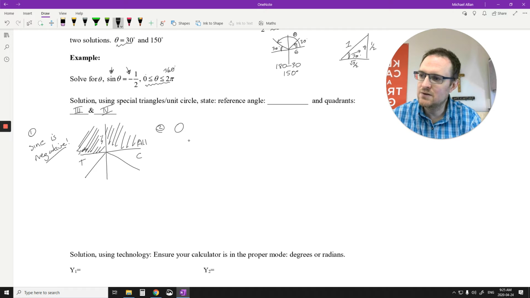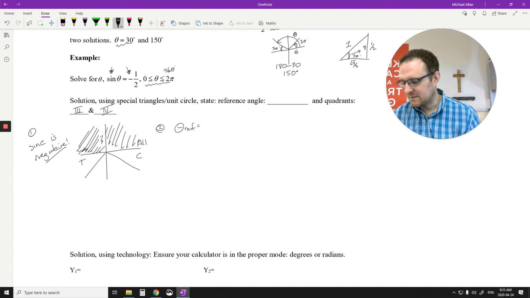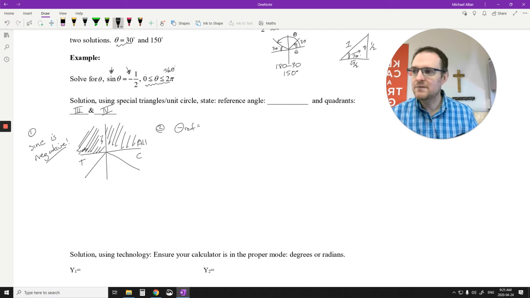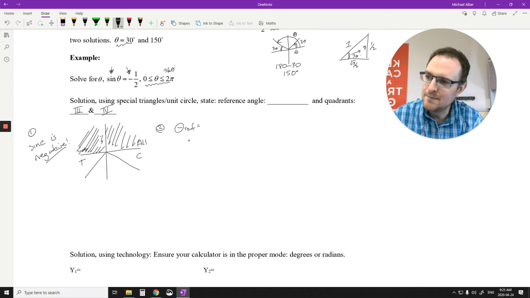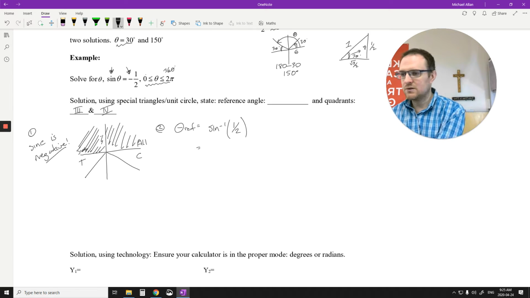The second thing I'm going to do is try to determine what the reference angle is. Now the easiest way to get the reference angle, and sometimes this is the best way, just pull your calculator out, and you take the sine inverse of the positive number. So remove the negative. If you want, you can put little absolute values in there. So just don't put the negatives in there.